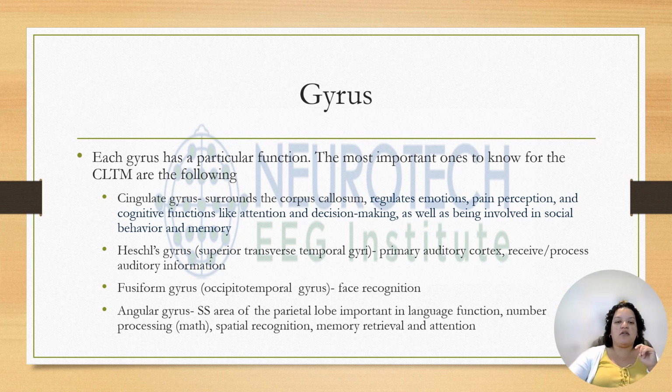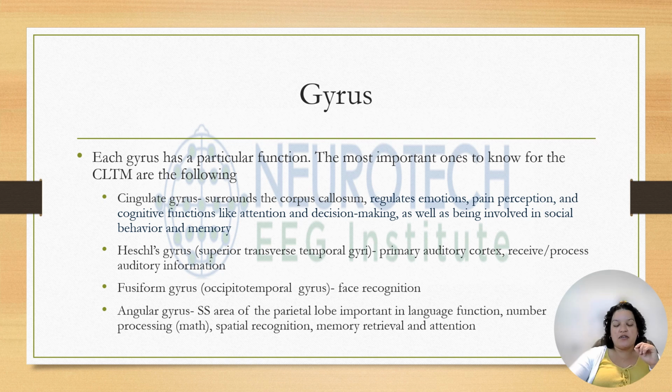So the cingulate gyrus, we're going to discuss that when we talk about the limbic system. But this one is the one that surrounds the corpus callosum. So it has a C shape surrounding the corpus callosum, and it regulates emotions. Remember, it is part of the limbic system. It's also in pain perception and cognitive functions like attention, decision making. So some of these things might be related to the frontal lobe too.